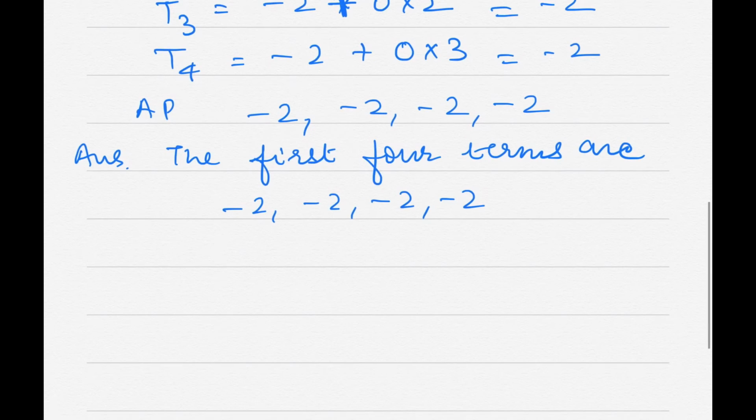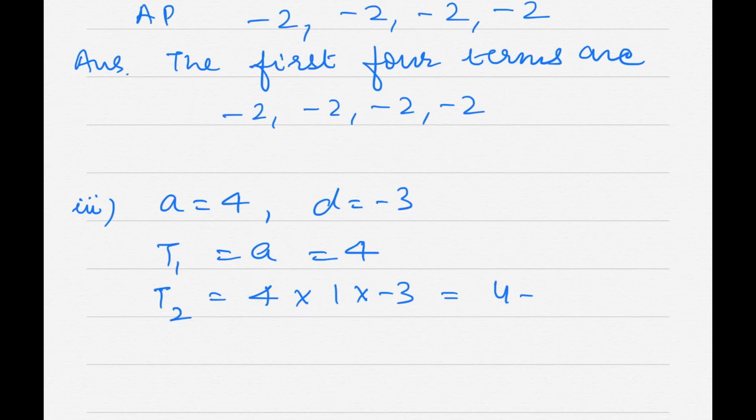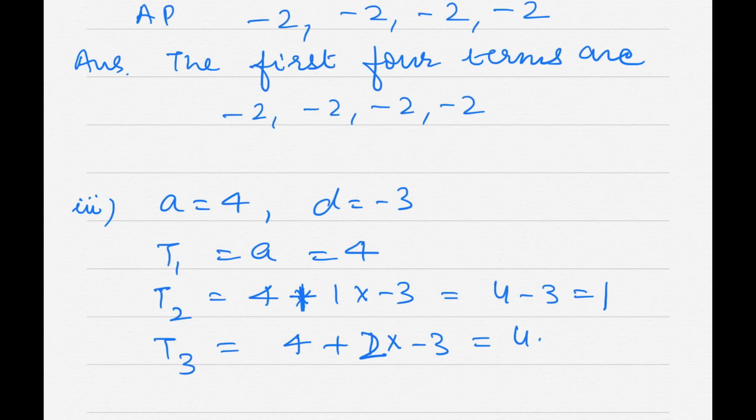Okay, let's move to the third part now. The third part says A is equal to 4 and D is equal to minus 3. So here we have to subtract. T1 will be equal to 4, then T2 will be equal to 4 plus 1 into minus 3. So this becomes 4 minus 3, so 1. The third term will be equal to 4 plus 2 into minus 3. So this will give me 4 minus 6, which is minus 2.